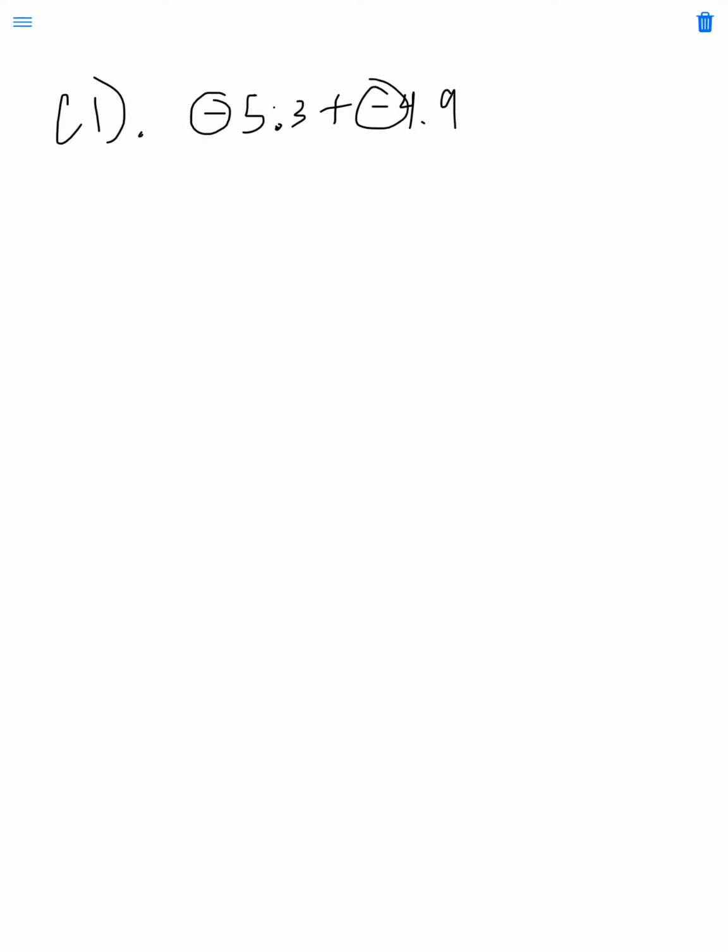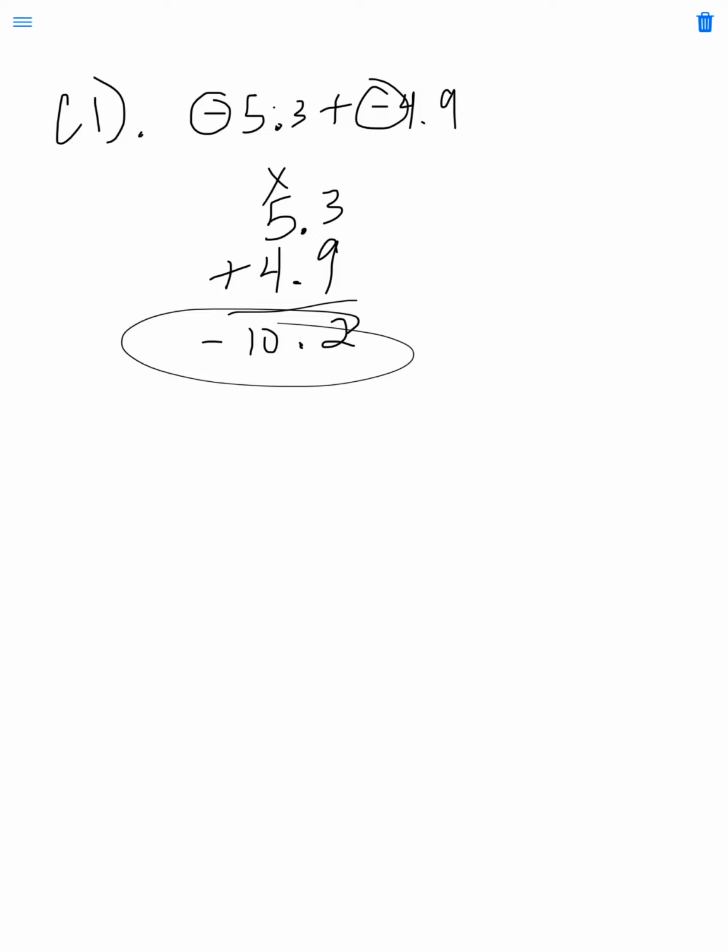Either way, we have two negatives. So we're going to end up adding these together. 5.3 and 4.9. 9 plus 3 is 12. Add the 1. 5 plus 4 is 9, plus 1 is 10. Make sure that we keep the negative sign, so that's negative 10.2.